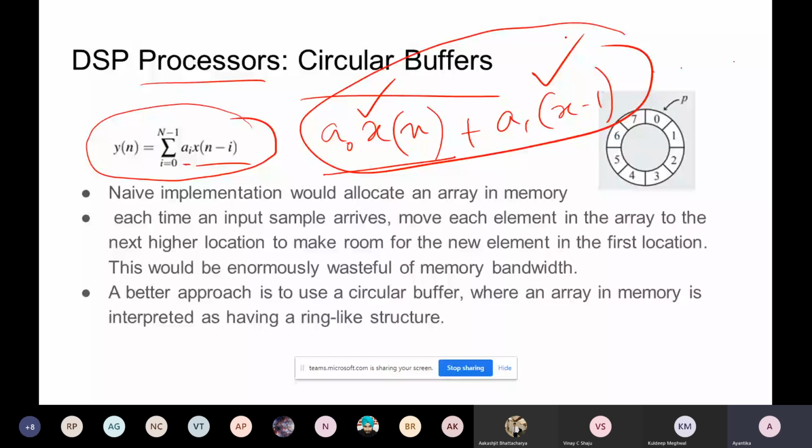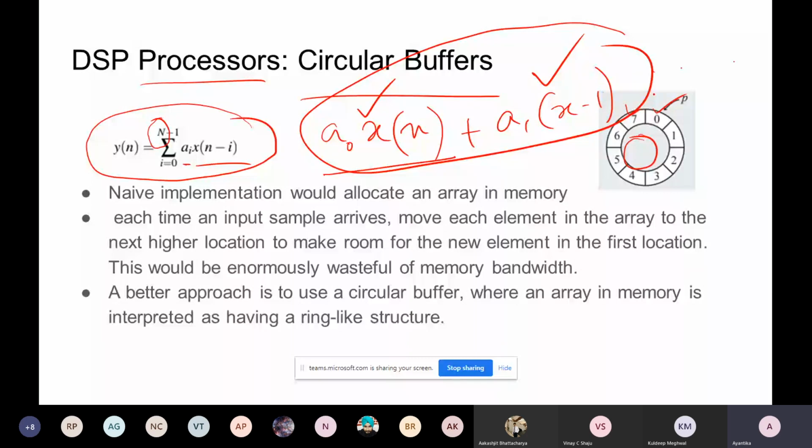Depending on the value of this n, you have to decide your array size. But with the use of a circular buffer, what is the advantage? You may choose a typical circular buffer where you allow these 8 locations, 0 to 7.